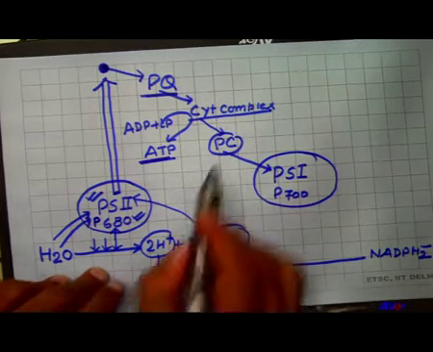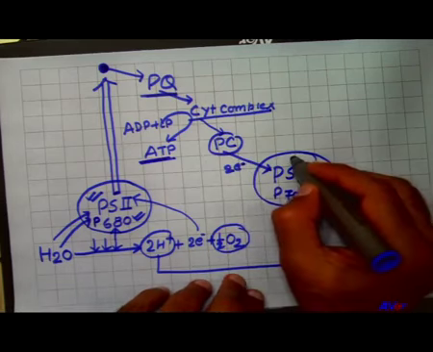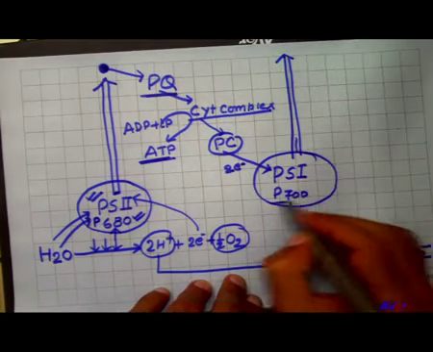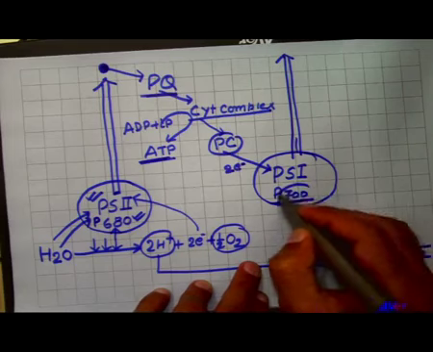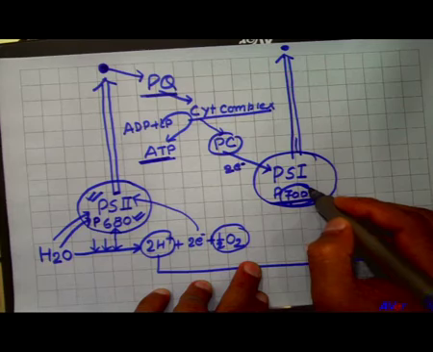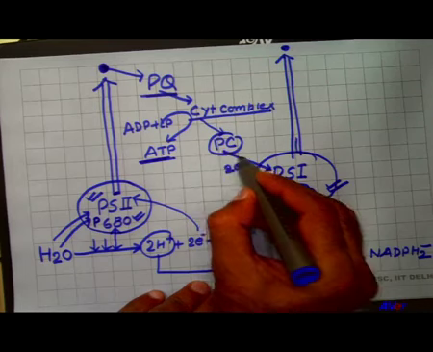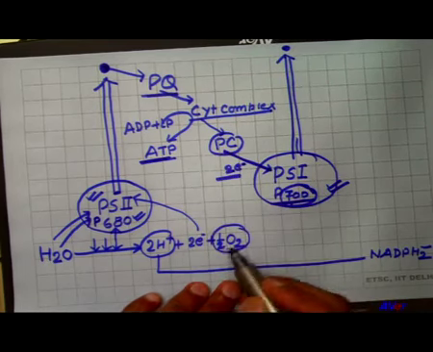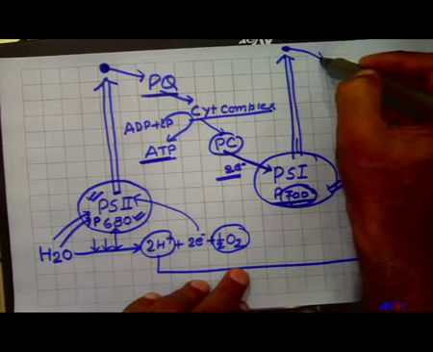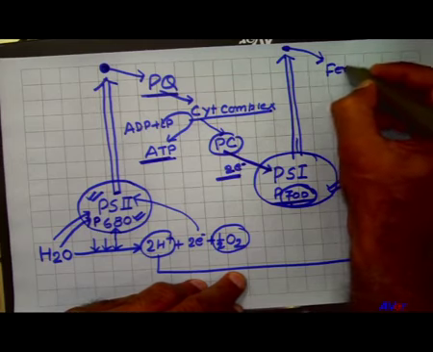When the pigment system 1 receives electron, it already released the electron when receiving P700 wavelength of light. After receiving P700 wavelength of light, it comes in the excited state. Now, it is fulfilled by the electron received from the plastocyanin. Now, this electron, which is released from the pigment system 1, is received by ferredoxin.